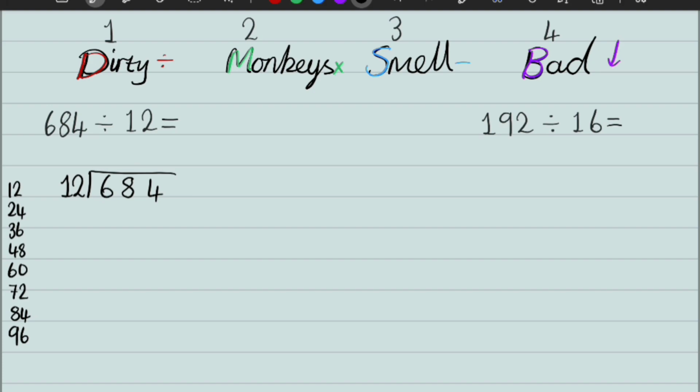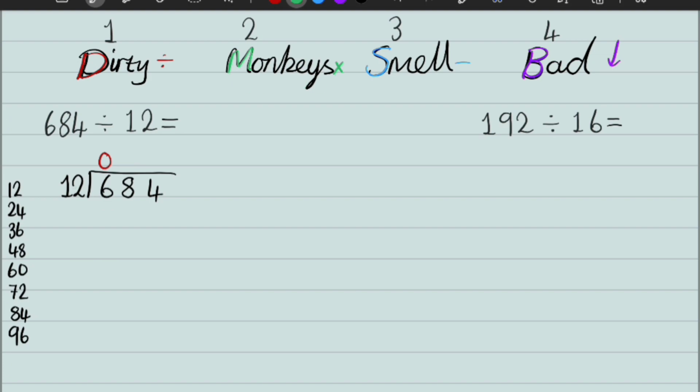We've got 684 divided by 12. First step, 6 divided by 12. Can 6 be divided by 12? No, it doesn't go in. So my division is the first step. No, it doesn't go in. Now I'm going to move on to multiplication.